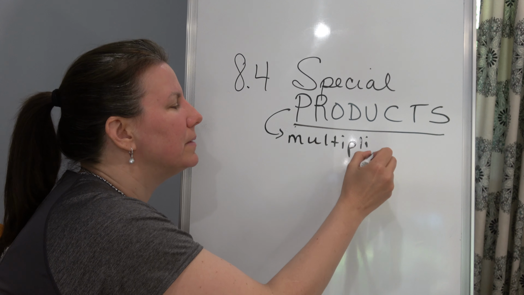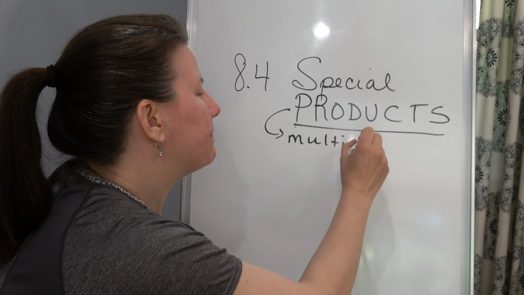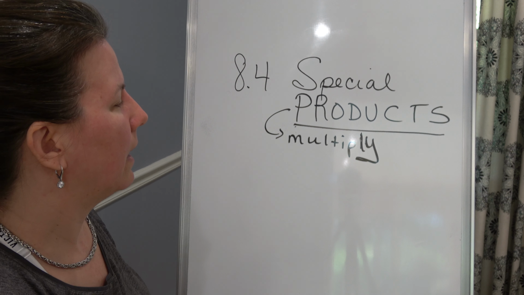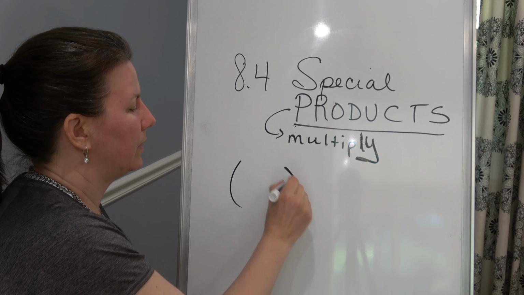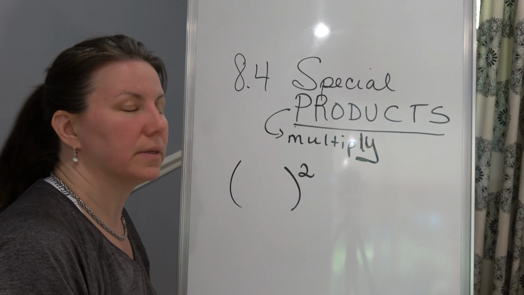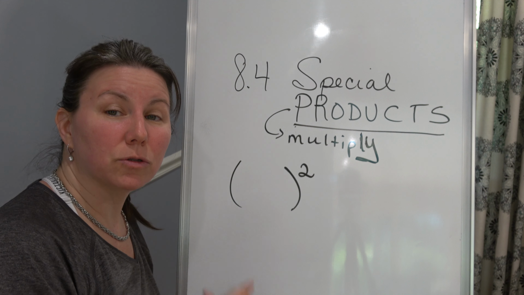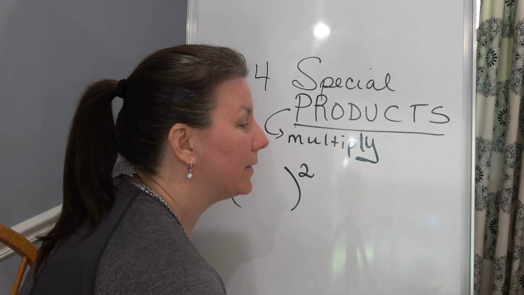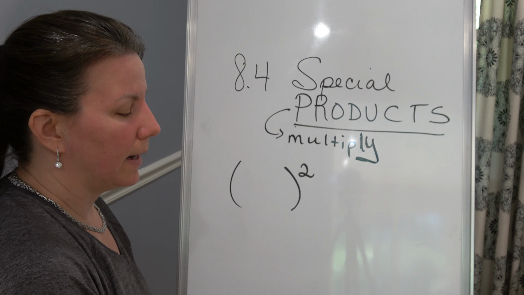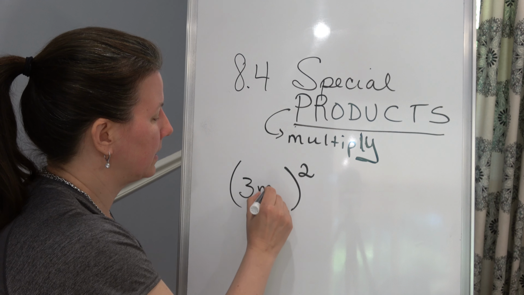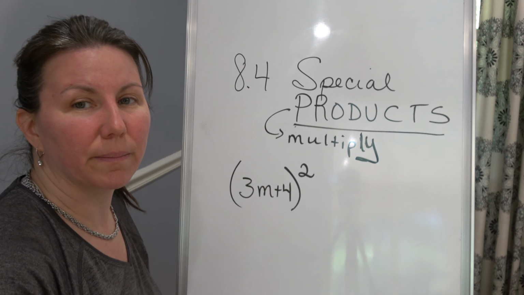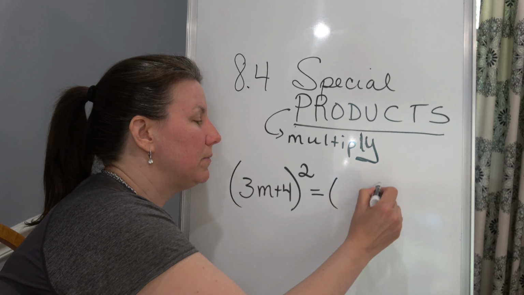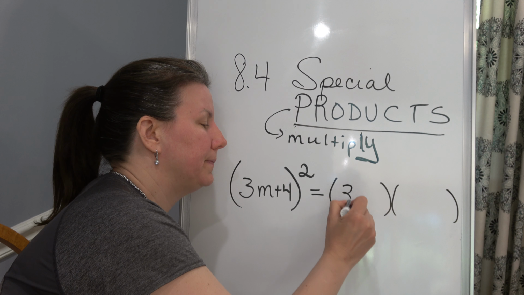And you are going to be multiplying two binomials, right? So if you were to square something, it has to be a binomial, so two terms. Let's say I have my examples right here that I posted. If we were going to multiply 3m plus 4 by itself, that's what squaring is, right? So we want to rewrite it side by side.